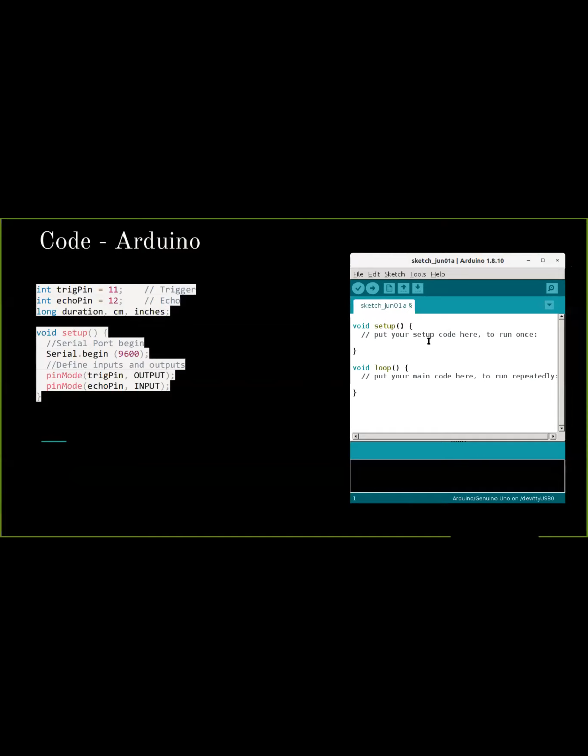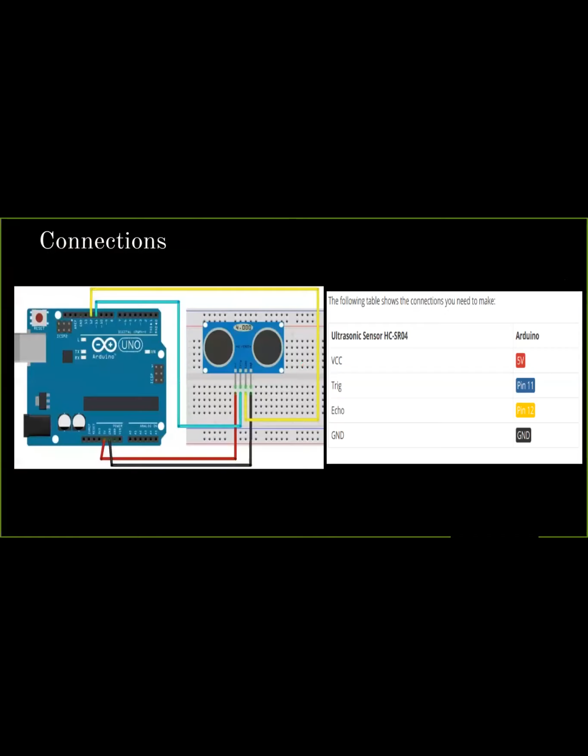Yes, sir. So, I will declare an integer variable called trig pin and assign it a value of 11. Now, what is trig pin? It is nothing but the trigger pin. And my echo pin, let me assign it a value of 12. What are 11 and 12? They are nothing but the pins in which my trigger and echo will be placed. If you observe over here, I have connected my trig pin to the 11th pin. Okay, trig is pin 11.